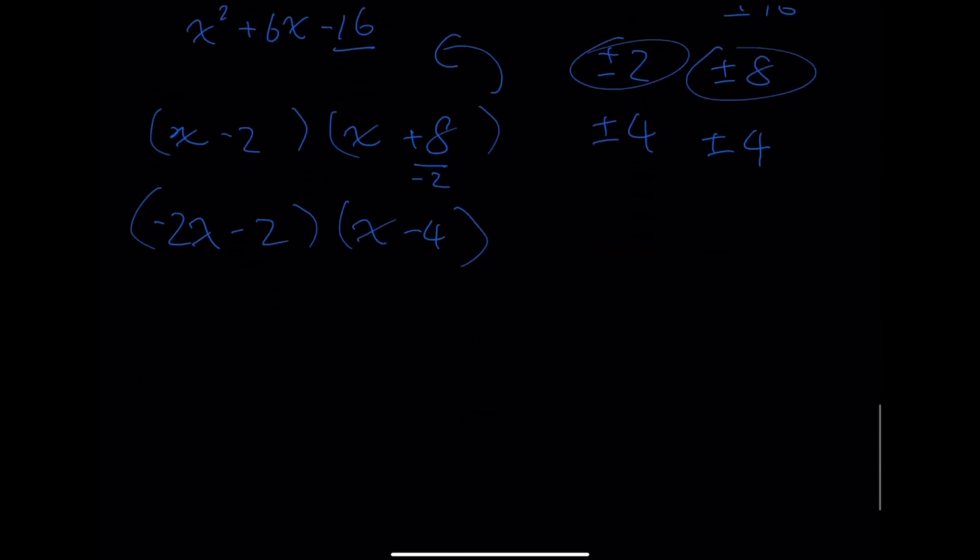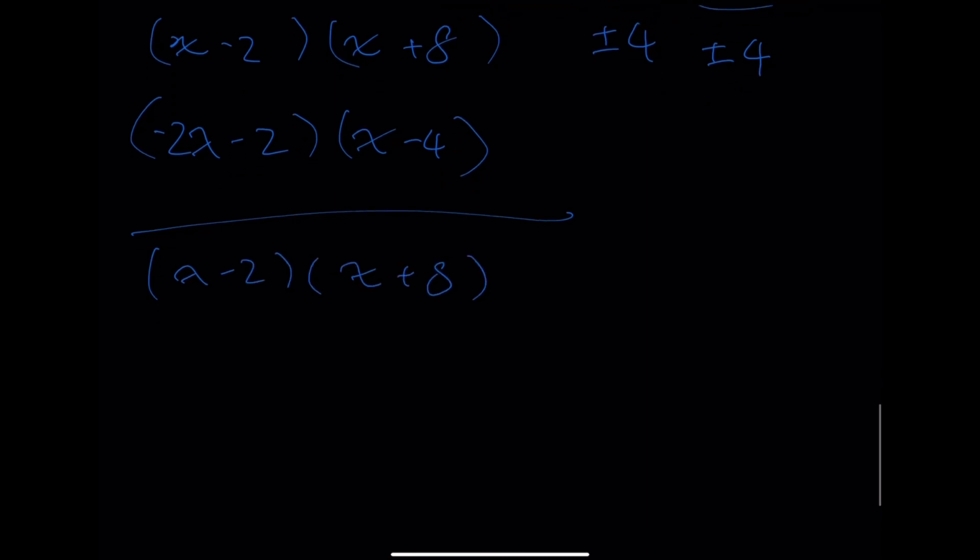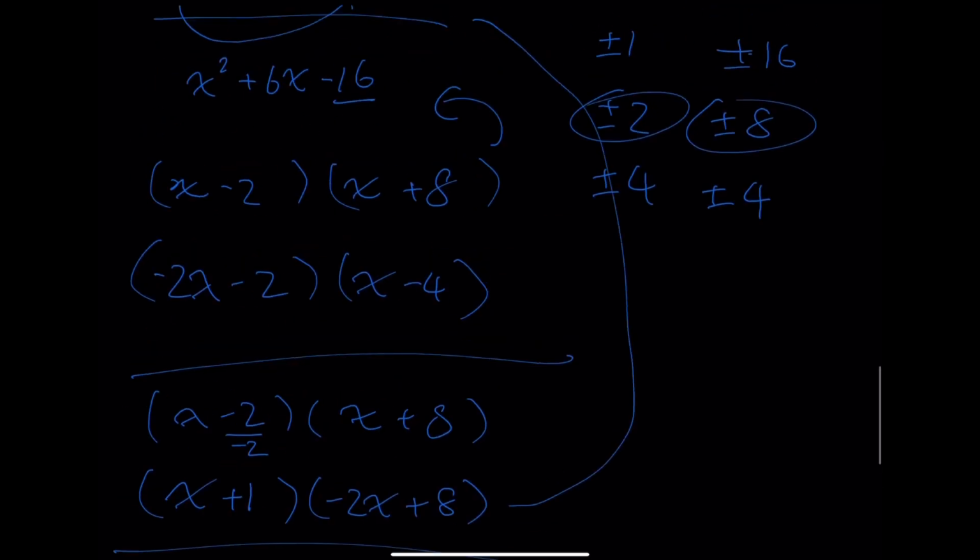We could do the same thing for the other bracket. So let's copy it down real quick, x minus 2, x plus 8. Alright, so this time, negative 2 divided by negative 2, that's positive 1. Do not get the signs wrong. And then insert the negative 2 in front of the x and leave the remaining number alone. This will also leave us with the same polynomial as before.